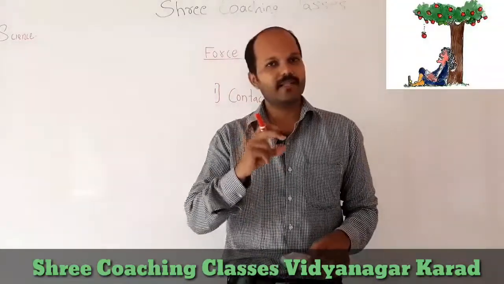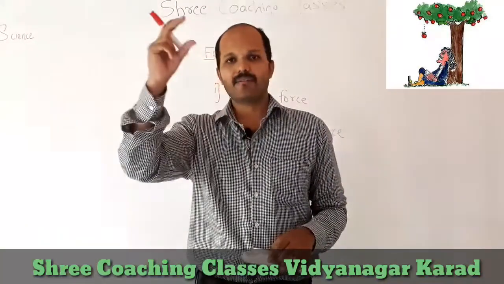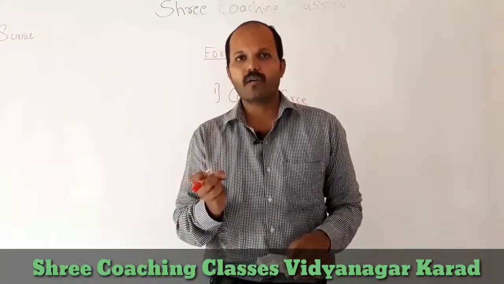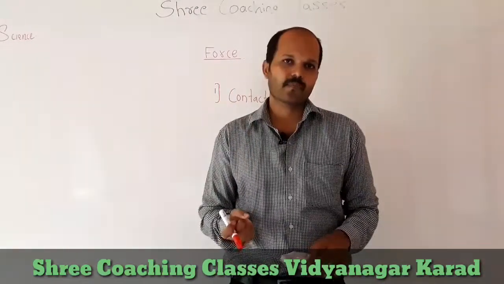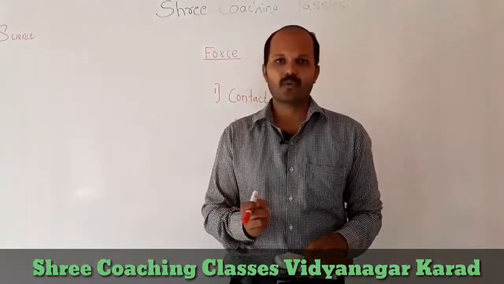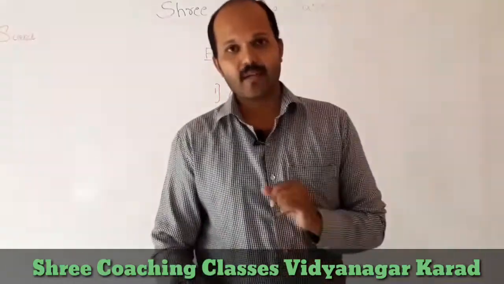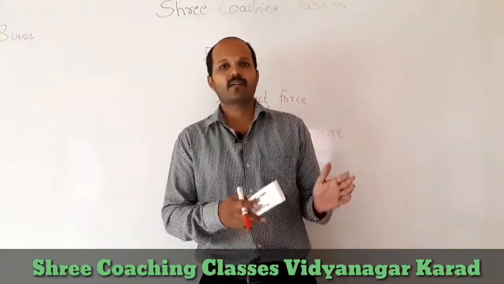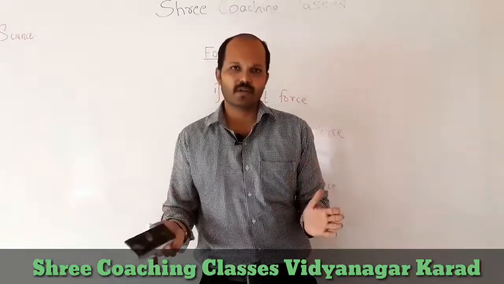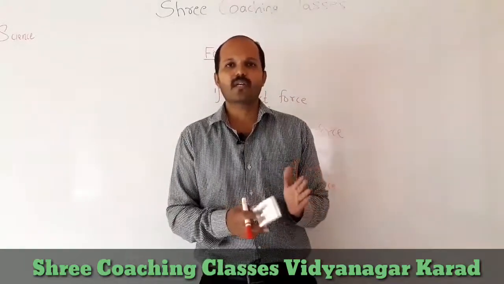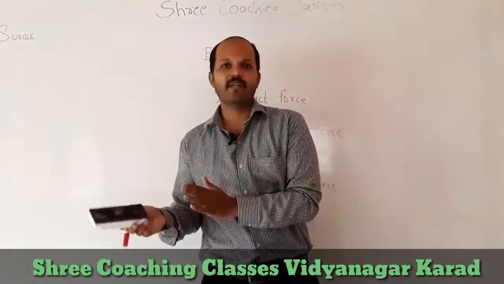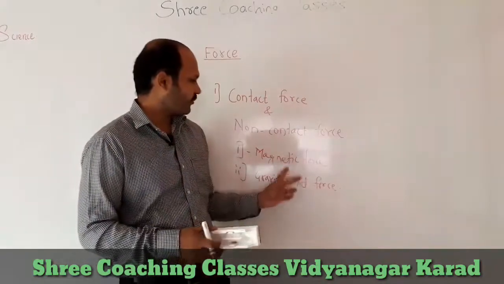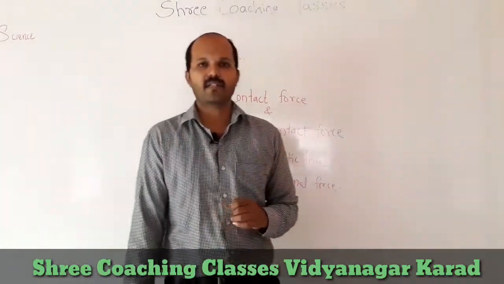So here there is no contact between the fruit and the earth, yet they pull, that means the earth pulls all materials towards itself. So this is an example of non-contact force. What is non-contact force? It occurs without touching each other, or without interaction between two objects. So these are the two types of non-contact force, magnetic force and gravitational force.